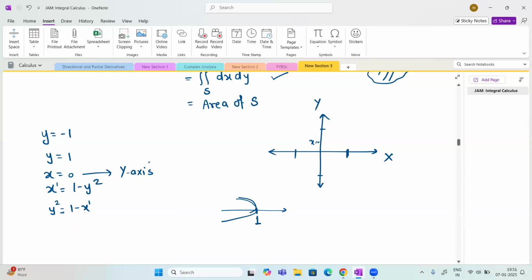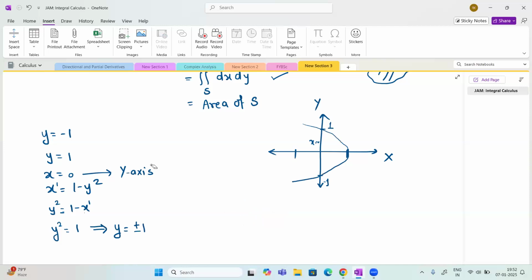But this parabola cuts the y-axis also at some points, definitely, at 2 points here and here. So let us find them by putting x is equal to 0. You will get y square is equal to 1. If y square is 1, values of y will be plus minus 1. That means it cuts the y-axis at point 1 as well as minus 1. So now the picture is clear to us. The parabola will be like this. Am I right?